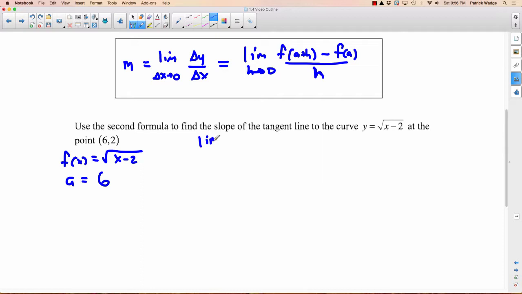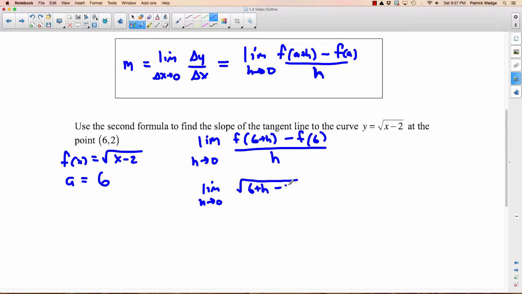Now what we're interested in is the limit of f of a plus h, but a is 6, so 6 plus h, minus f of a, but a is 6, all divided by h as h approaches 0. So let's go ahead and do that. The limit as h approaches 0 of f of 6 plus h. How are we going to figure that out? You plug 6 plus h in wherever the x is. So we have the square root of 6 plus h minus 2, minus f of 6. What's that mean? That means plug 6 into that x. So the square root of 6 minus 2, all divided by h.